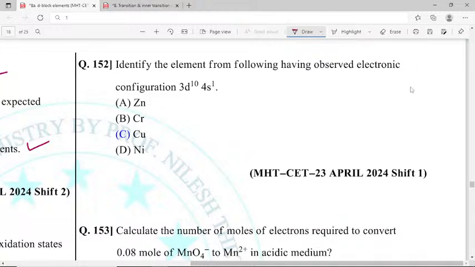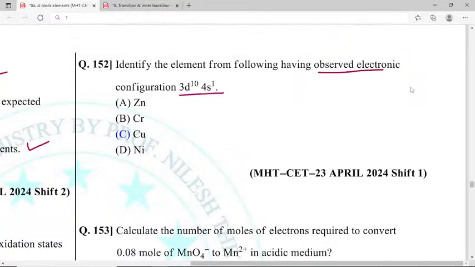Identify the element having electronic configuration 3d10 4s1. So 3d10 4s1 is copper. How much is the atomic number for copper? 29. Argon has a value of 18, so 18 plus 10 plus 1 becomes 29. 3d10 4s1.